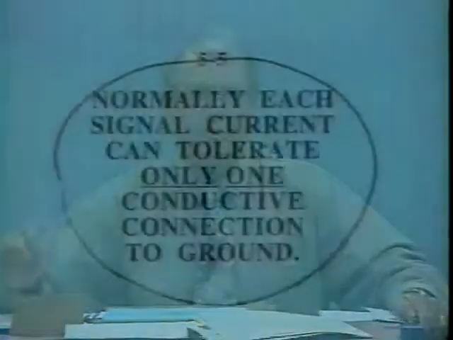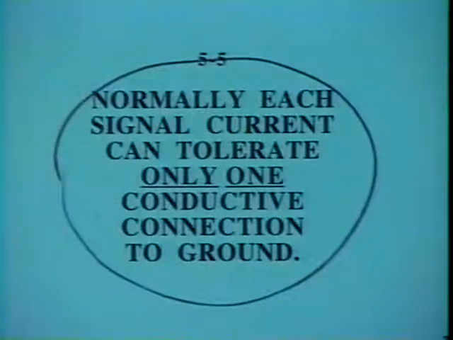If we conductively tie this kind of signal to ground more than once, we're going to have low frequency, usually power line harmonic noise bothering that particular signal. So that kind of signal, I think, would have to follow our rule. The rule which says normally we want no more than one conductive tie to ground.